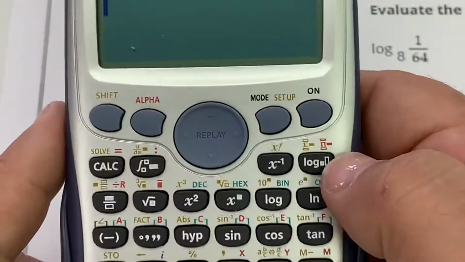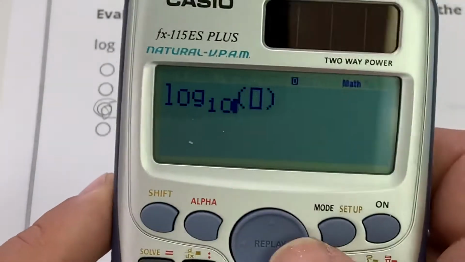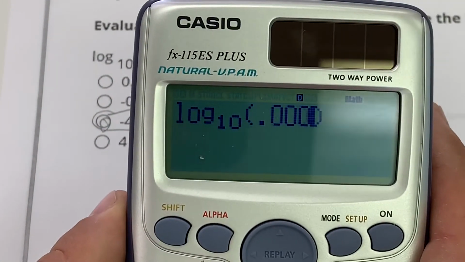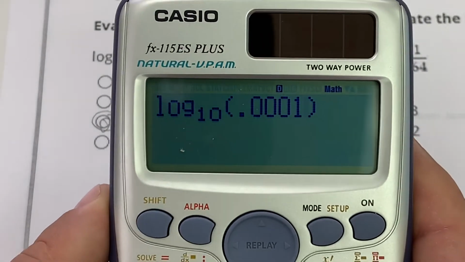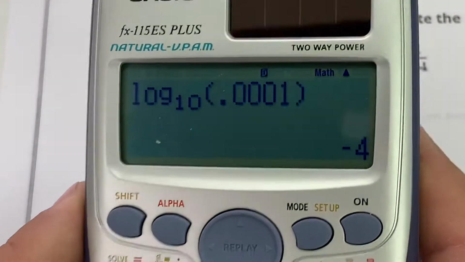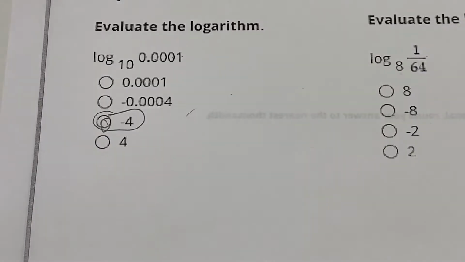So you're going to hit the log base button, log base 10, right arrow, and then put in 0.000. There's 3 zeros and a 1. Hit equals, and there it is, negative 4. It kicks it out pretty quick.